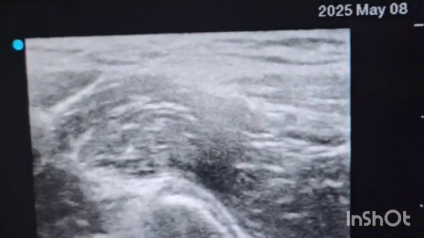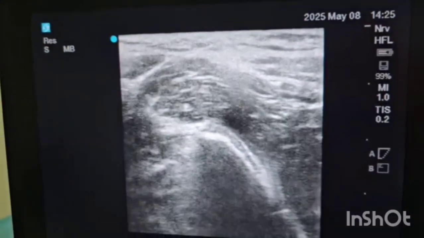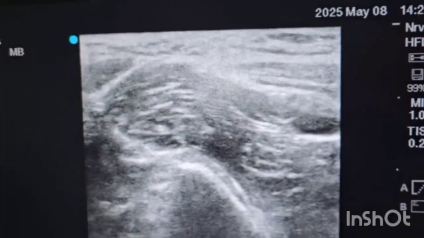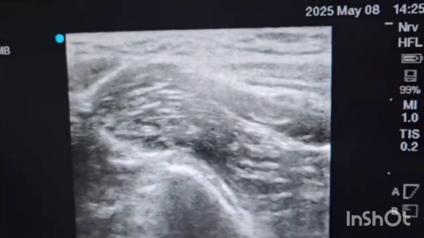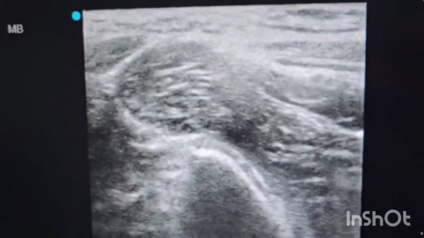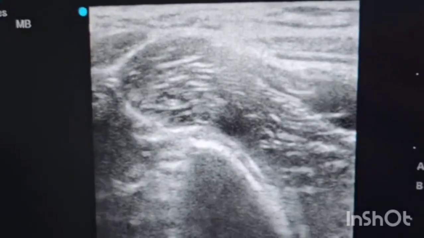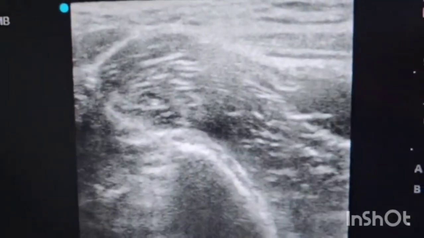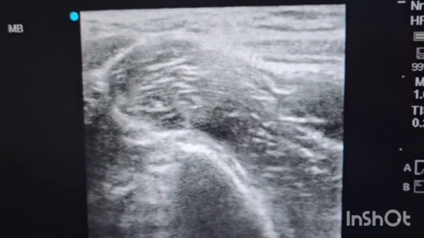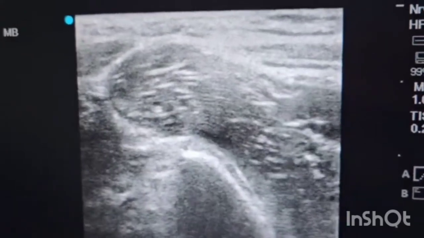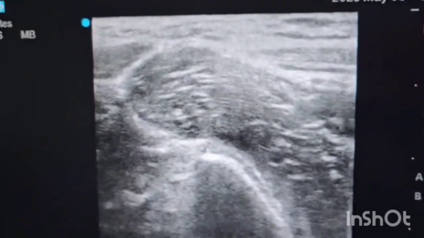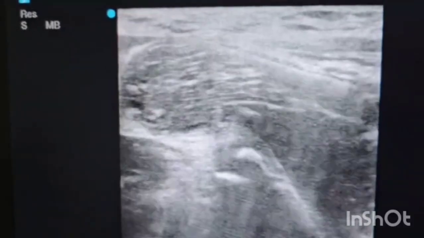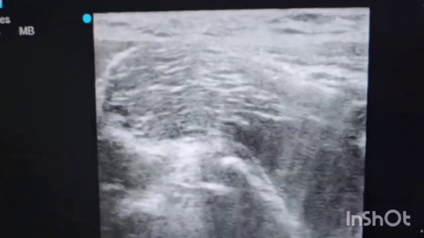So after confirming negative aspiration, the drug is being injected just below the deep circumflex iliac artery, and the fascia is getting opened and the drug is getting spread. As you can see, the opening of the fascia iliaca and the drug spread in the USG. So 40 ml of the study drug is being deposited in the fascia iliaca compartment.